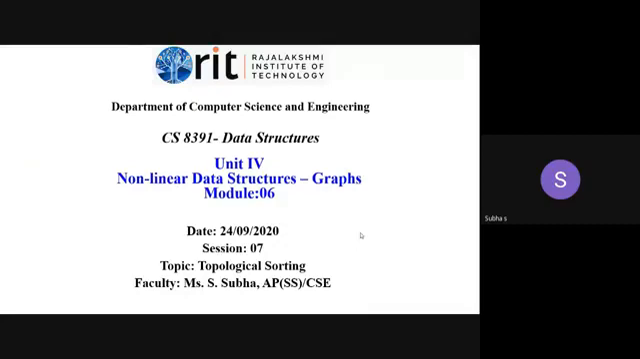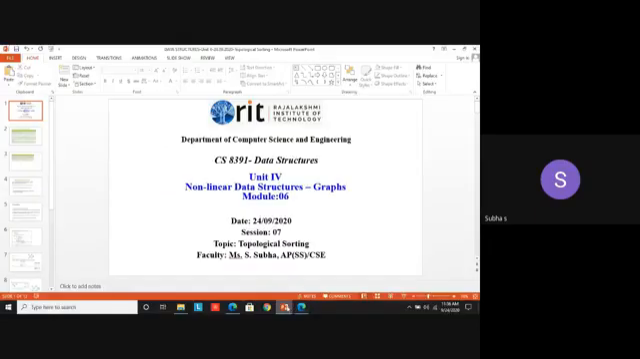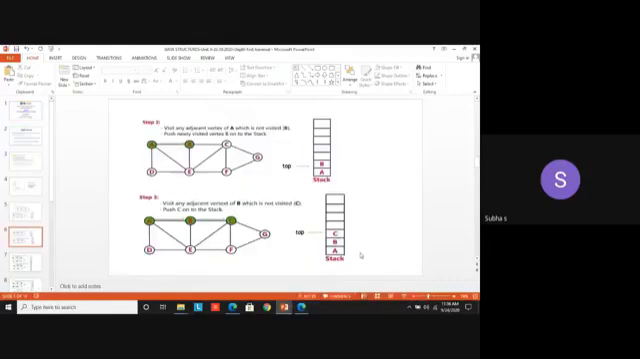In today's topic, we are going to see about topological sorting, a very important concept in data structures, especially in graph. This is a kind of sorting in which we are going to apply some rule that is called topological sorting. Before that, let us quickly revise the previous topics.